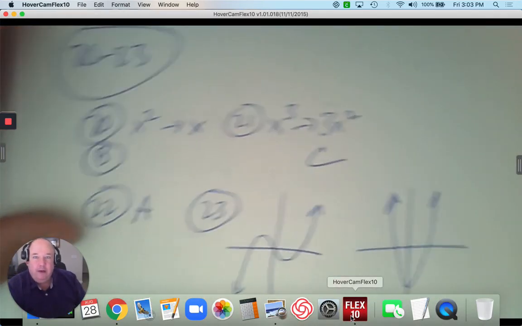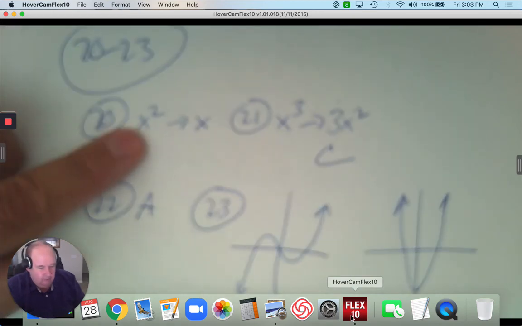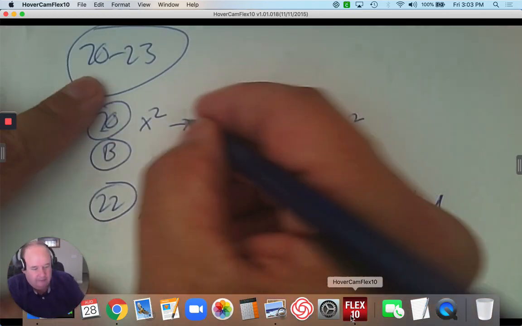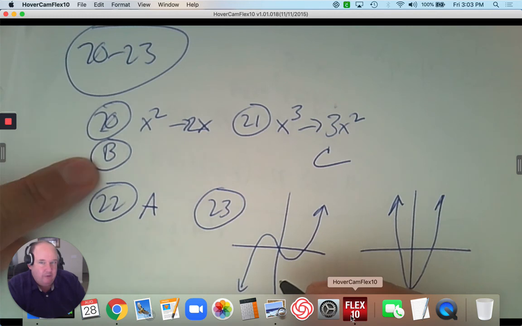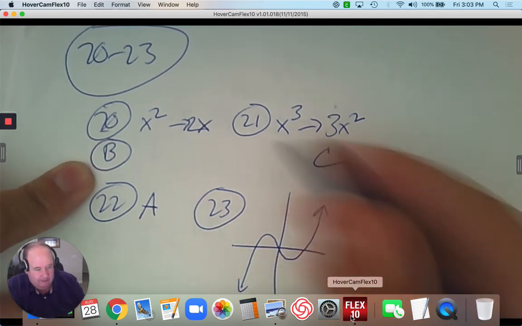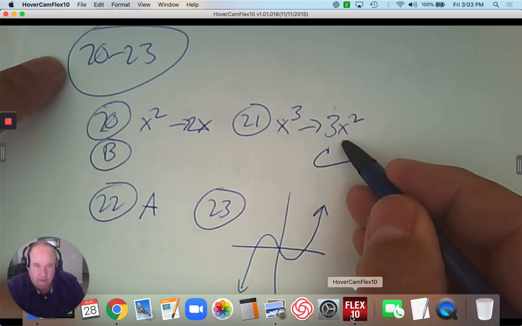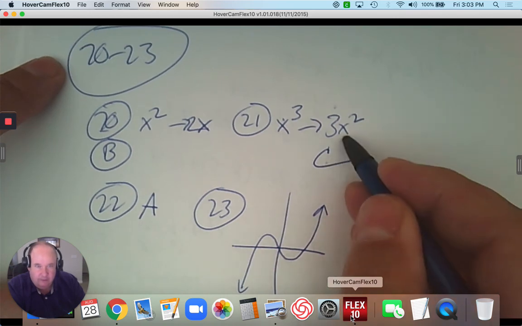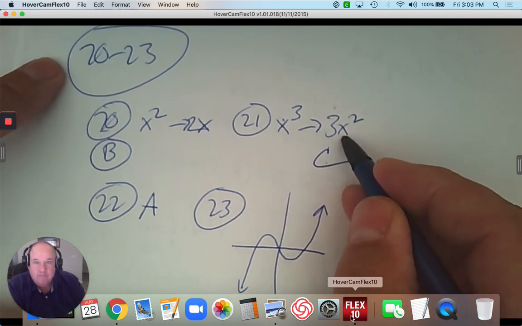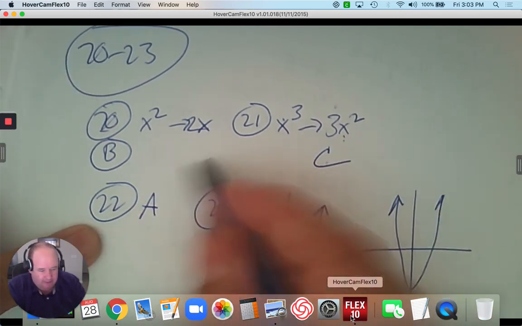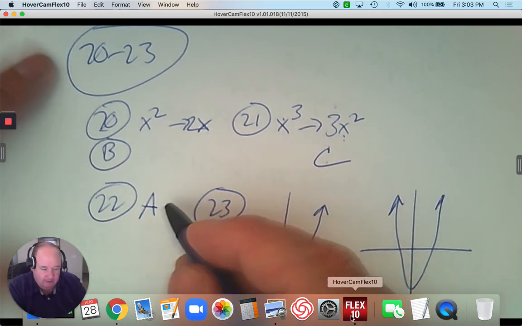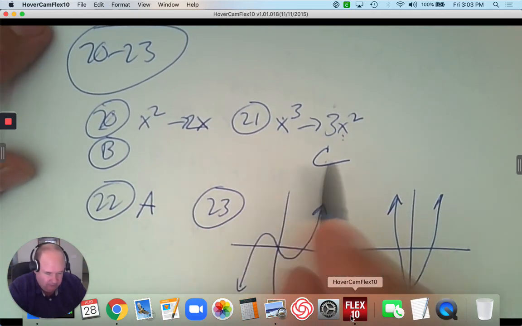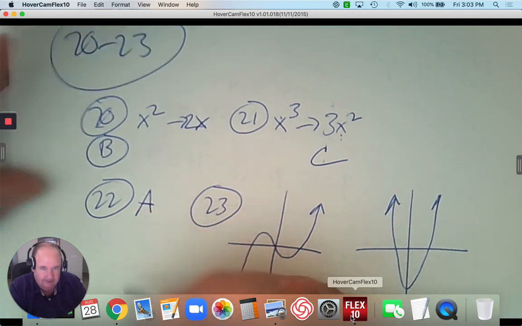This is what I have so far. So the first one is x squared. The derivative is actually 2x, but it's a slanted line, so it matches with B. X cubed, that's 3x squared. They match, right? So find the graph that's 3x squared. 22 is a line, so the slope of a line is a positive constant number, so it's horizontal, A.